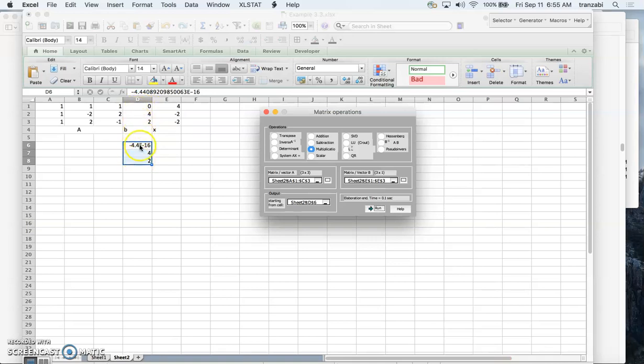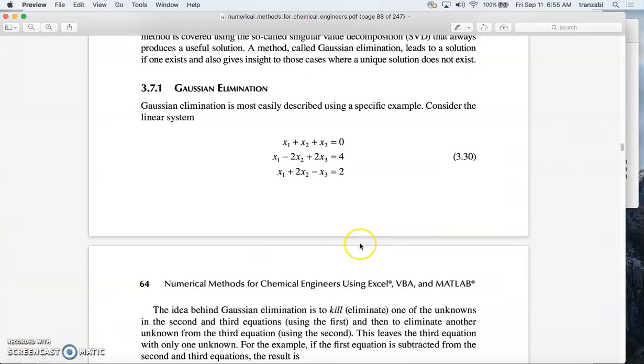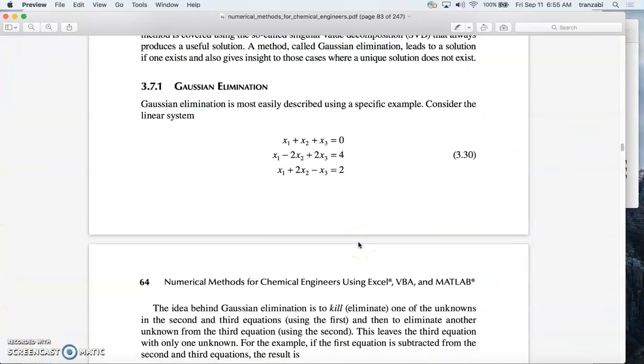So B is identical to this, which means A times X is B, which means X is the solution of the system. So this is how we solve the system using the matrix package, alright? It's fairly easy as long as you install it, okay?